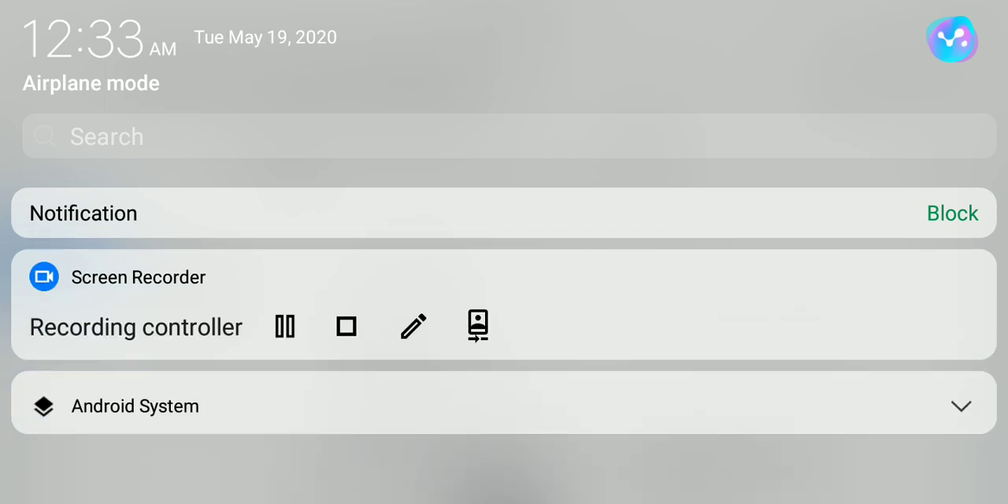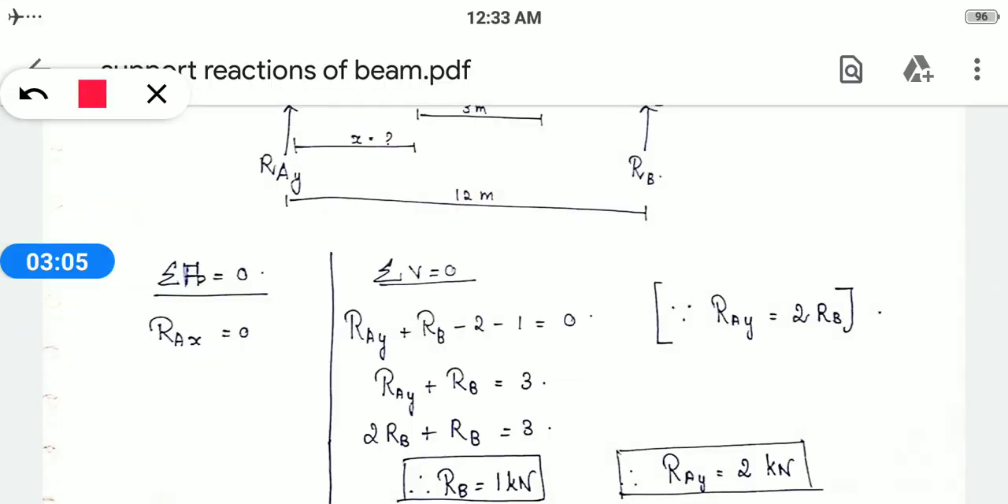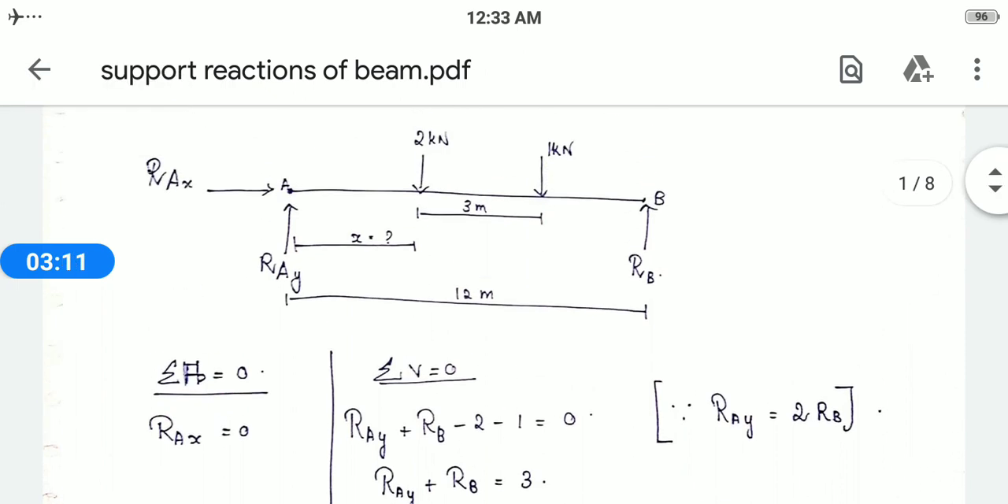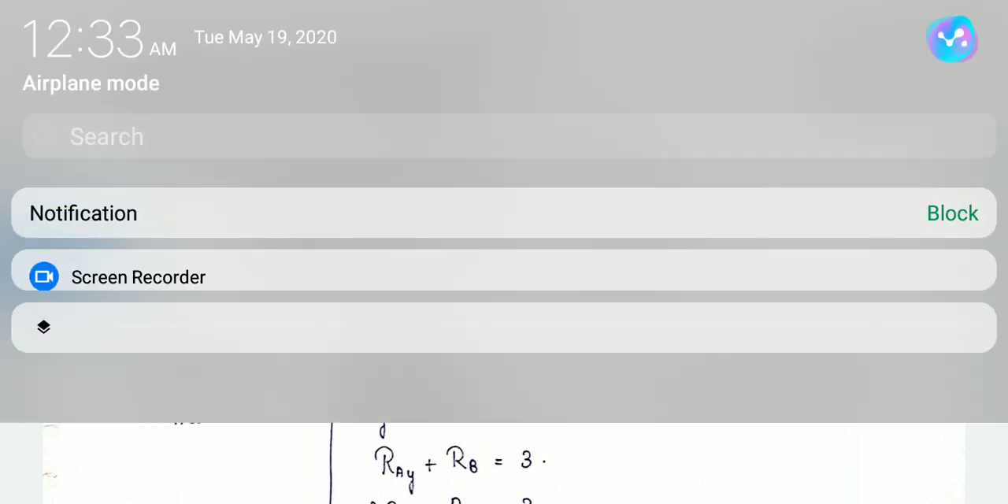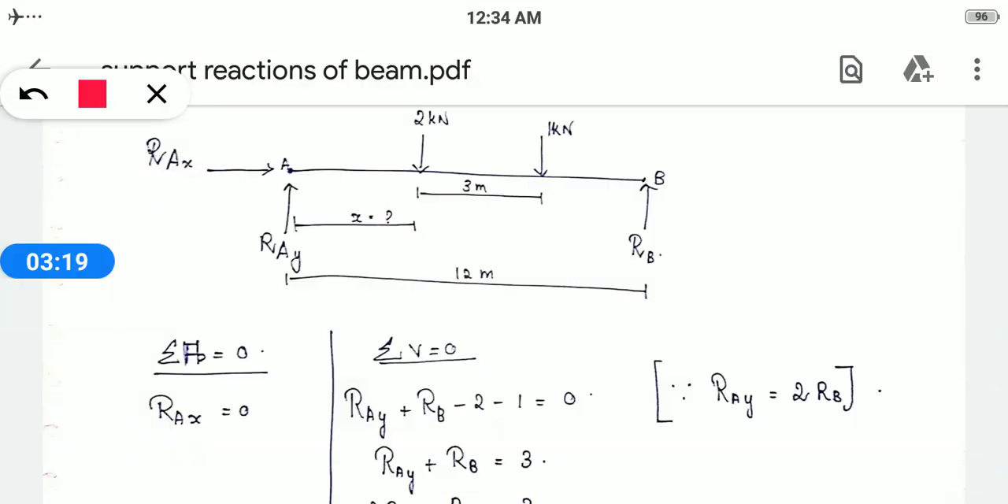So now come to this sum. They have given it like this. When you resolve horizontally, horizontal means only our horizontal calculation. See here how many horizontal forces there are. Only one horizontal force, so it is equal to RAX. In the positive direction, I mention RAX is equal to 0. So RAX is given as 0.